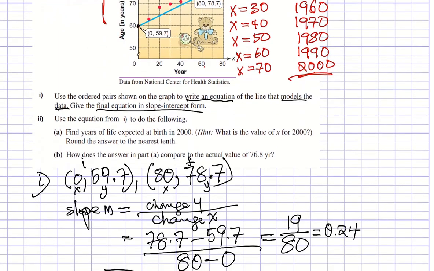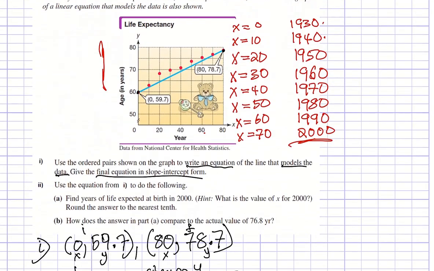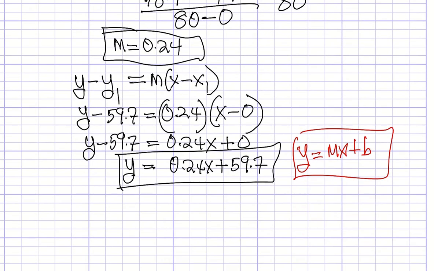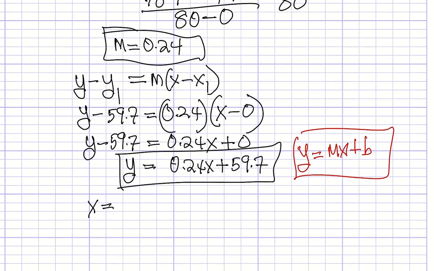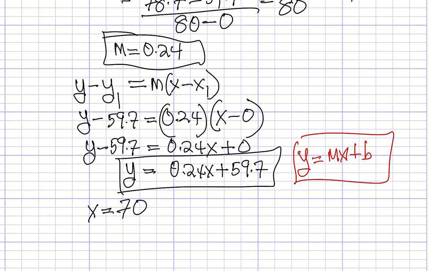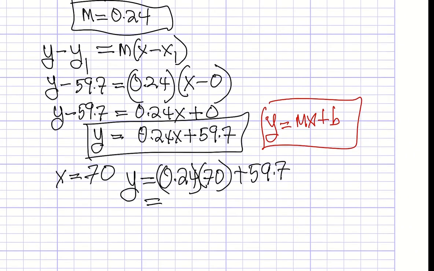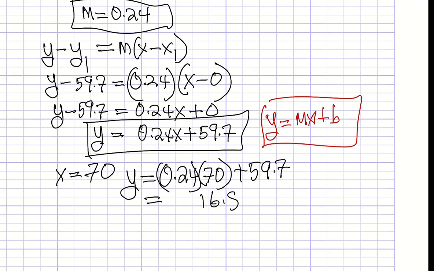So what they want us to do is find the years of life expectancy at birth in 2000. What is the value of x in 2000? Round to the nearest tenth. That's how I understand it. If x equals 70, then we find the value of y. y equals 0.24 times 70 plus 59.7. 0.24 times 70 is 16.8, plus 59.7.